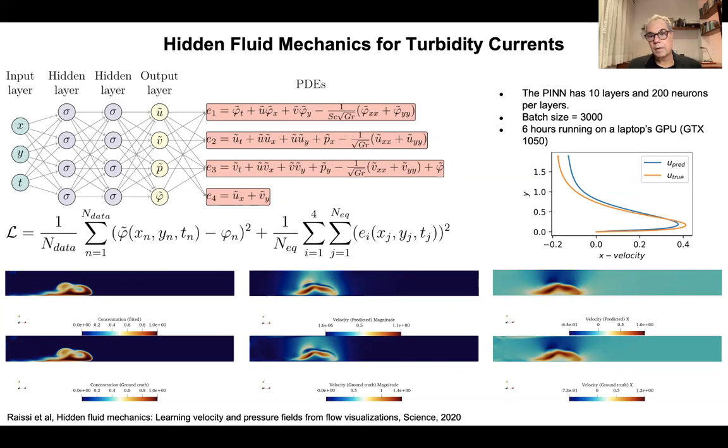The batch size is 3,000. We do this as a 6-hour run on a laptop with a standard GPU, and for this time step you're seeing the velocity along the height of the domain. You see a pretty good match between the prediction by the neural network and what we consider truth here. The truth is basically synthetic data.